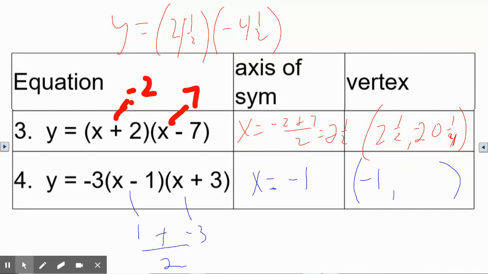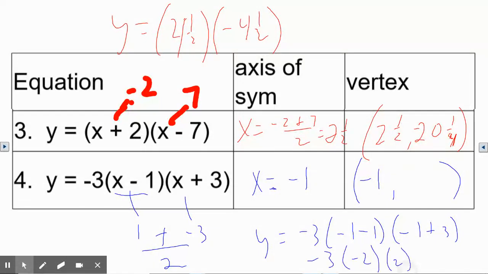Lastly, we're going to take that x value in and we're going to put it in for x. So negative 3 times negative 1 minus 1 for the first parenthesis, negative 1 plus 3 for the second parenthesis. And just like before, we'll notice that this is negative 2 and this is positive 2 times the negative 3. So 2 times negative 2 is negative 4. Negative 4 times negative 3 is positive 12. And that gives us the vertex for that second one in intercept form.